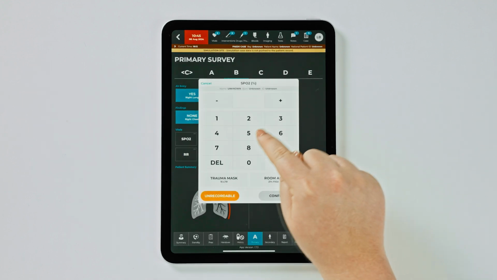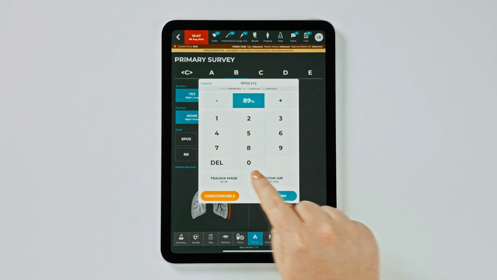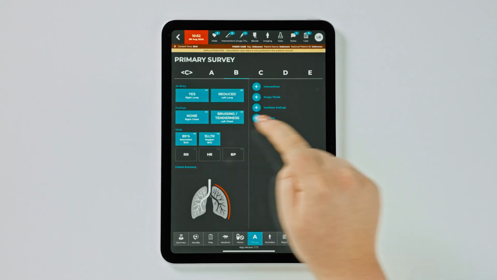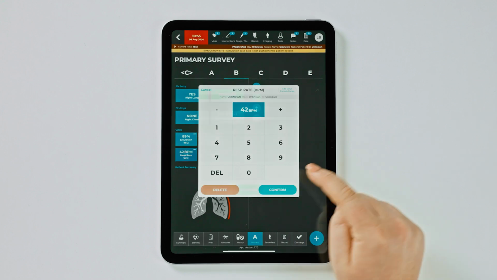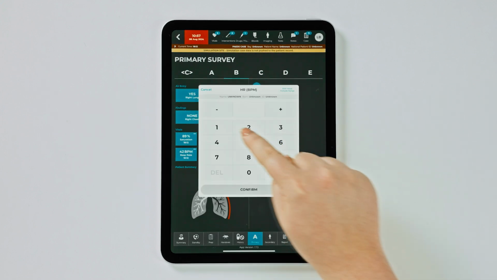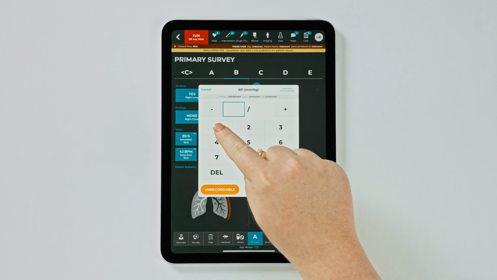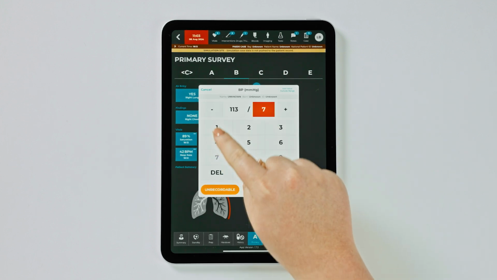The nursing staff have applied monitoring equipment to Adam in the interim. His saturations remain at 89%, however, they have now applied oxygen. His respiratory rate is 42. His heart rate is 141. And his blood pressure is 113/71.